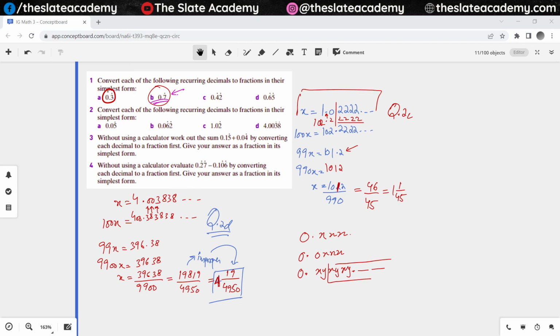The question is, what is the second equation that we produce? Do we multiply with 10? Do we multiply with 100? Do we multiply with 1000?